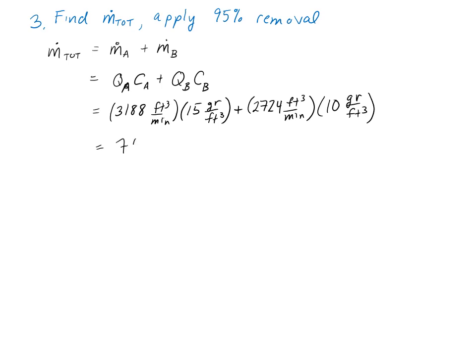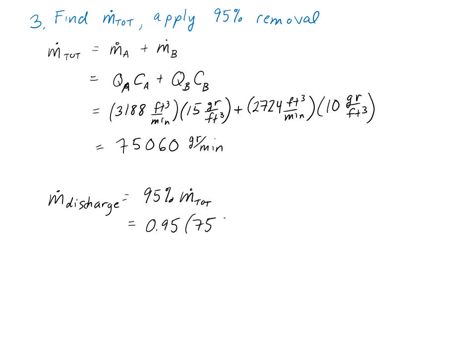And this gives us 75,060 grains per minute. So that's the mass flow rate of stuff that's entering the cyclone. The amount that's discharged as waste out the bottom is equal to 95% times M dot total. So it's 0.95 times the 75,000 grains per minute, which is equal to 71,310 grains per minute.